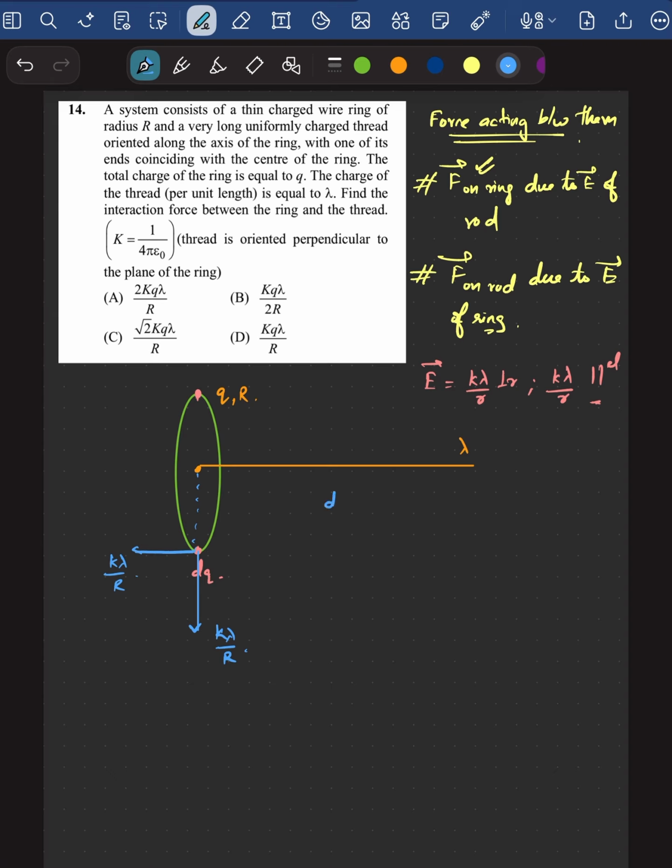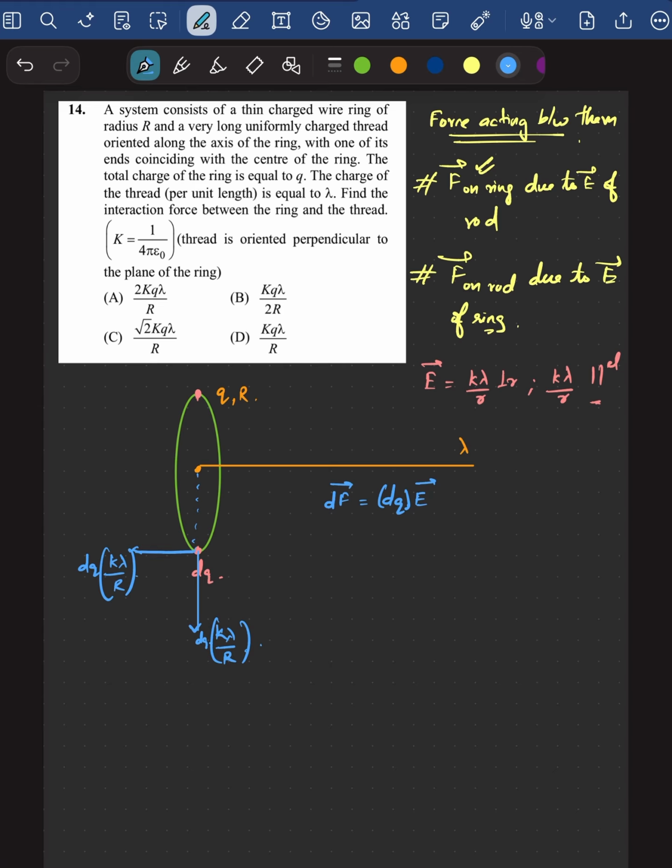So this dq will experience a force due to the electric field, and let me write that as df. So your df will be equal to nothing but dq into E. That is the small charge on the ring multiplied with the electric field of the rod at that point, right? So we'll notice that we'll have a force component. I can just multiply dq over here. So this will be a force component perpendicular to the rod acting on the ring, and this is your force component parallel to the rod acting on this ring.